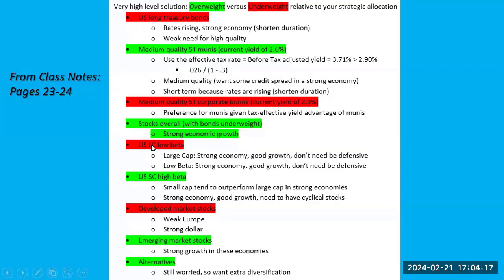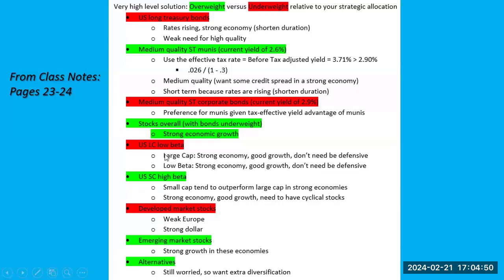What about large cap, low beta? So we prefer stocks overall, but within stocks, we prefer small cap, we prefer cyclical, we prefer value. So within stocks, we're probably not going to like large cap, low beta. Why? Large cap, strong economy. We don't need to be that defensive. Low beta, we're expecting a strong economy. We don't need to be defensive. We can go with value stocks. We can go with small cap.